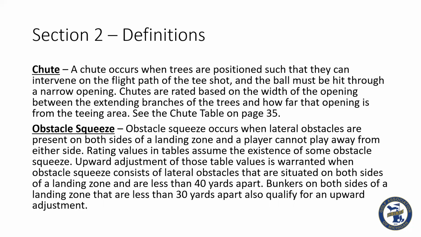And we have an obstacle squeeze, which occurs when lateral obstacles are present on both sides of a landing zone, and a player cannot play away from either side. Rating values and tables assume the existence of some obstacle squeeze. However, an upward adjustment of those table values is warranted when the obstacle squeeze consists of lateral obstacles situated on both sides of a landing zone and less than 40 yards apart. And then we can also have an obstacle squeeze for bunkers when they're less than 30 yards apart.